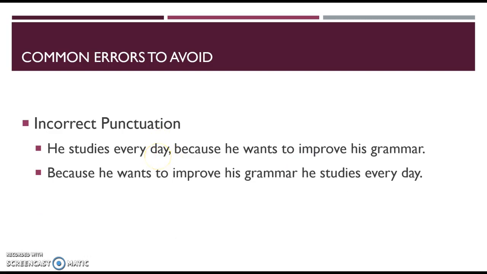Another example of incorrect punctuation is when the dependent clause is at the front of the sentence. Because he wants to improve his grammar, he studies every day. When we have the dependent clause in the front of the sentence, we need to have a comma right here. And that's just a little bit about complex sentences. We'll be going into more detail in other videos.